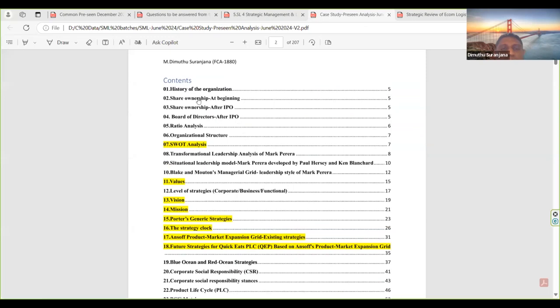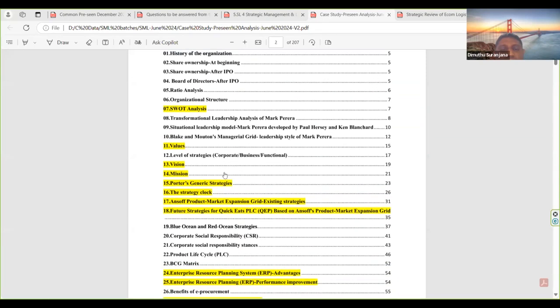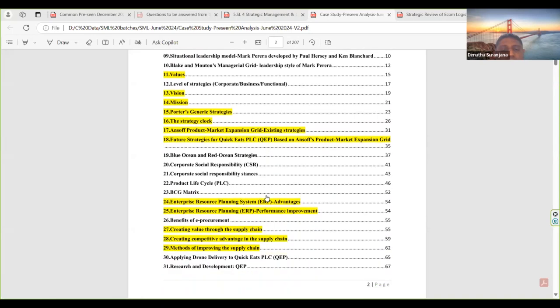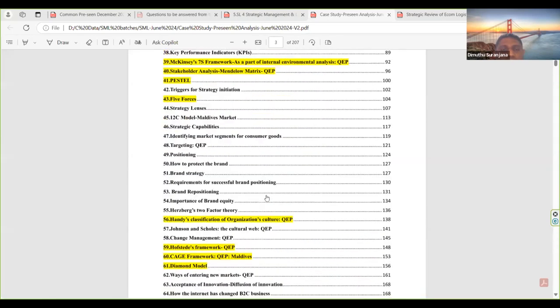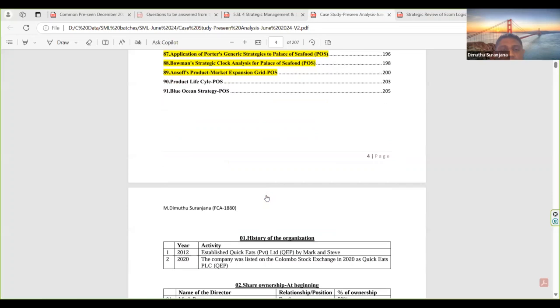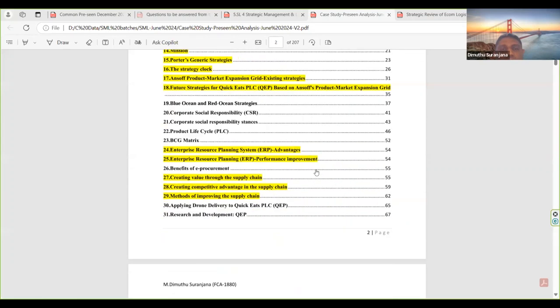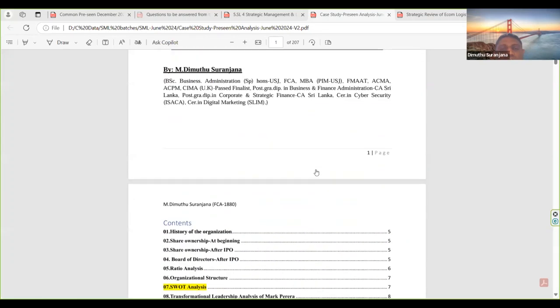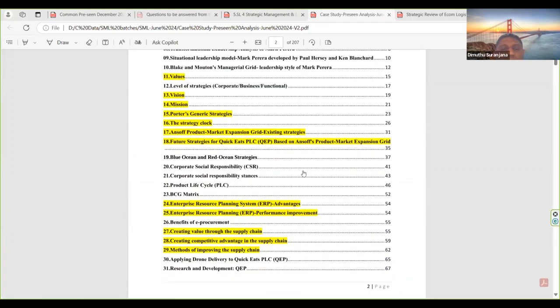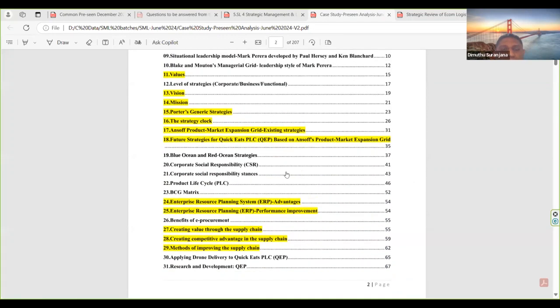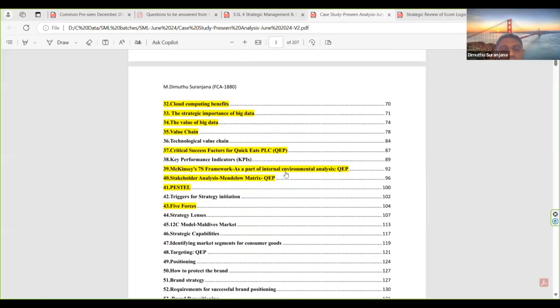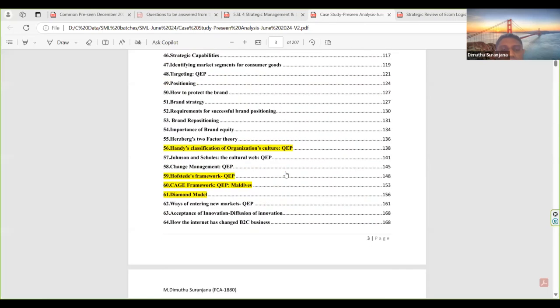See, these are some of the analyses I have done. See these: short transformation data sheets, values, vision, mission, you can use it. Porter's generic strategies, strategy clock. See this, how many analyses I have done? 91 analyses I have done. I have identified some of them in yellow color because those are more relevant to the case.